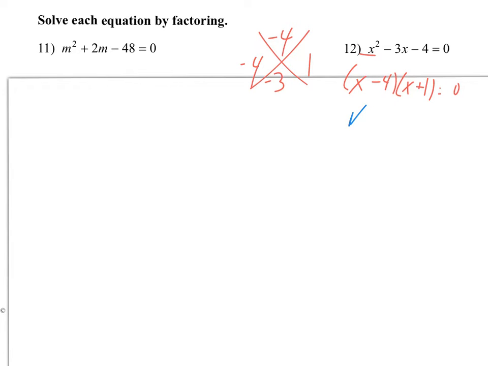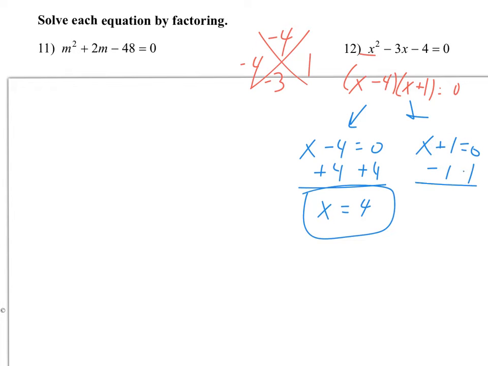So now I need to split this up into 2, so I'm going to set each of these equal to 0 individually. And then I'm going to solve them, so I get my 2 answers. So x equals positive 4 and x equals negative 1.